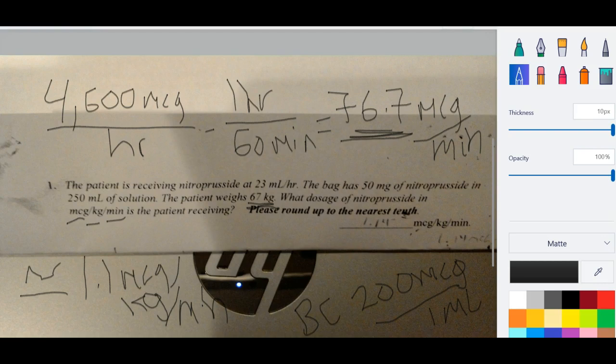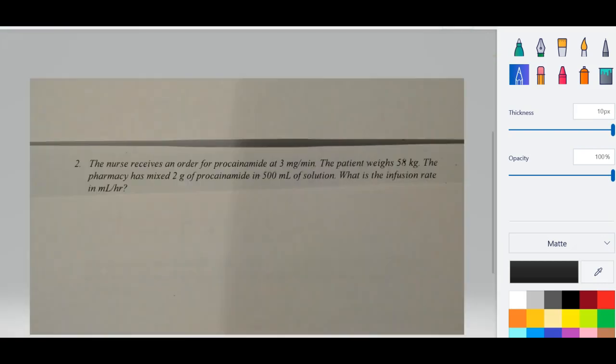All right. Now let's go ahead and tackle question number 2 with the same method, okay? So the second question says, the nurse receives an order for procainamide at 3 milligrams per minute. The patient weighs 58 kilos. The pharmacy has mixed 2 grams of procainamide in 500 mLs of solution. What is the infusion rate? So let's see what we can do here. Let's use, again, dimensional analysis first.